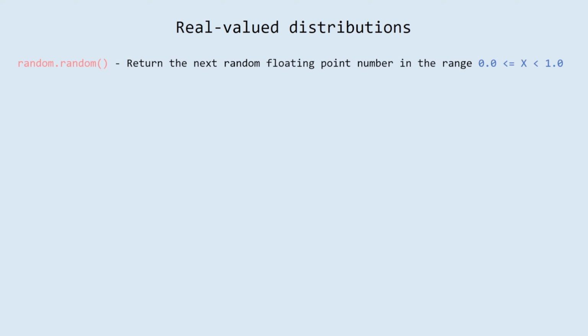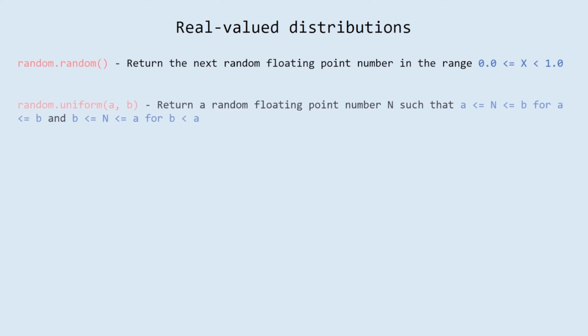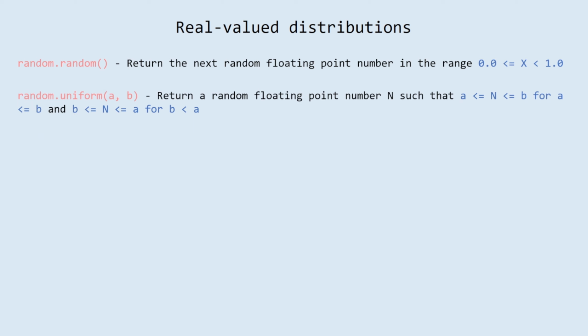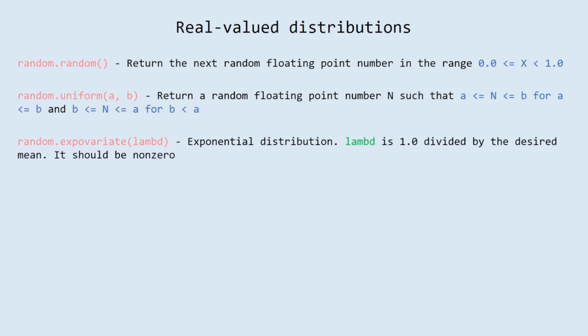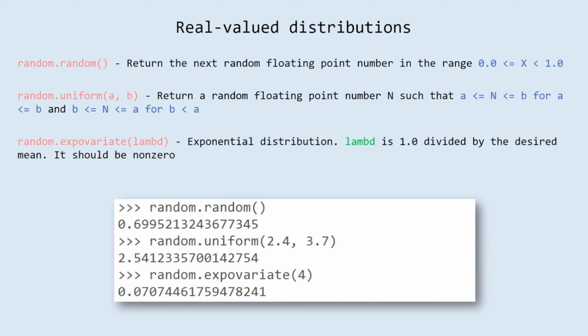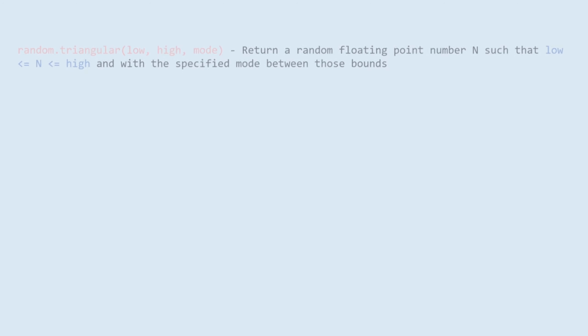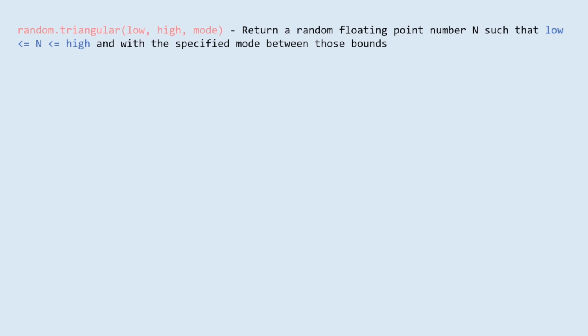Real-valued distributions. random, return the next random floating point number in the range 0 to 1. uniform, return a random floating point number. expovariate, exponential distribution. Lambda is 1.0 divided by the desired mean. It should be non-zero. See examples below. triangular, return a random floating point number N such that low is less than or equal to N and N is less than or equal to high, and with a specified mode between those bounds.